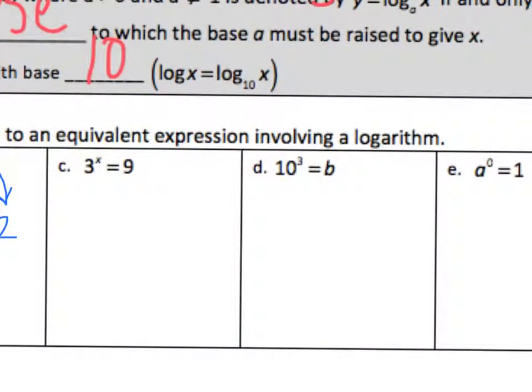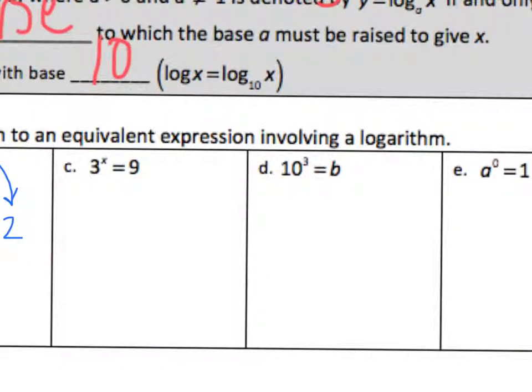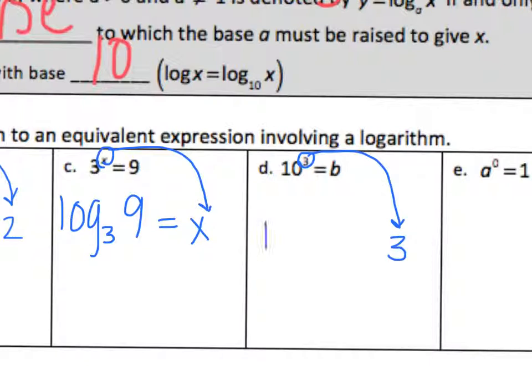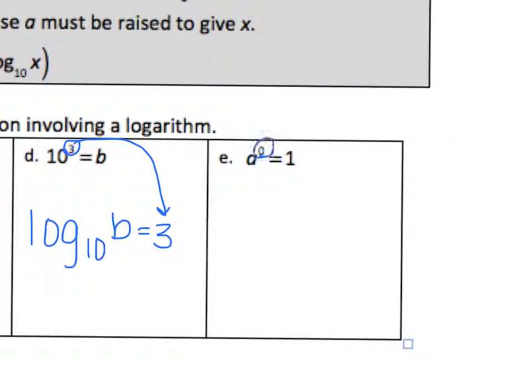Why don't you try C, D, and E by yourself if you're ready. Otherwise, follow along with me. So I'm going to do the same thing. X is what this is going to be equal to. I'm going to say log base 3 of 9 is going to equal X. Okay, same thing with D. The exponent is what it's going to be equal to. Log base D of B equals 3. And then 0 is what it's going to be equal to. Log base A of 1 equals 0.